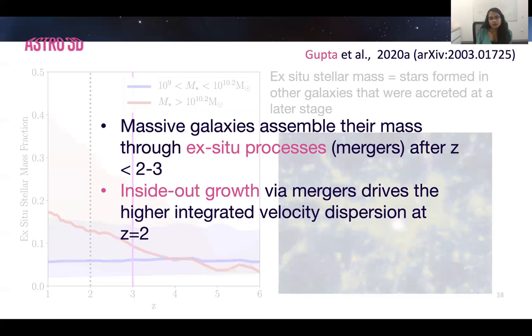So to conclude this analysis, what we are finding is that beyond redshift of 2, massive galaxies assemble their stellar mass through ex situ processes, and this growth via ex situ processes might be driving the higher integrated velocity dispersion at redshift of 2, as we had observed.